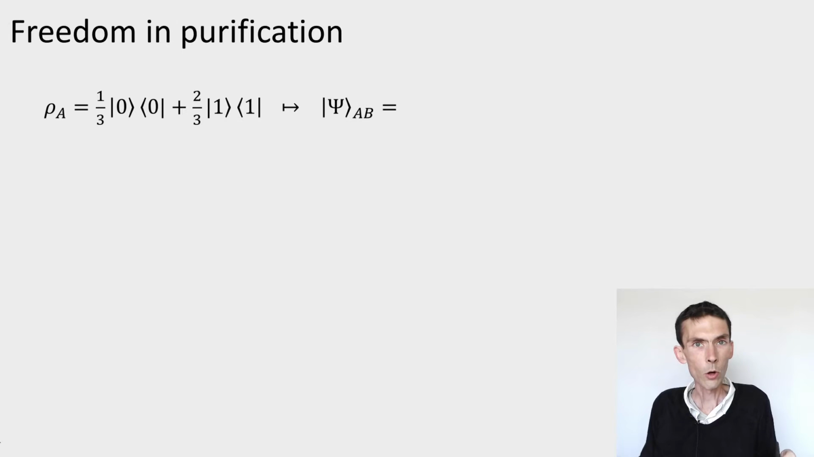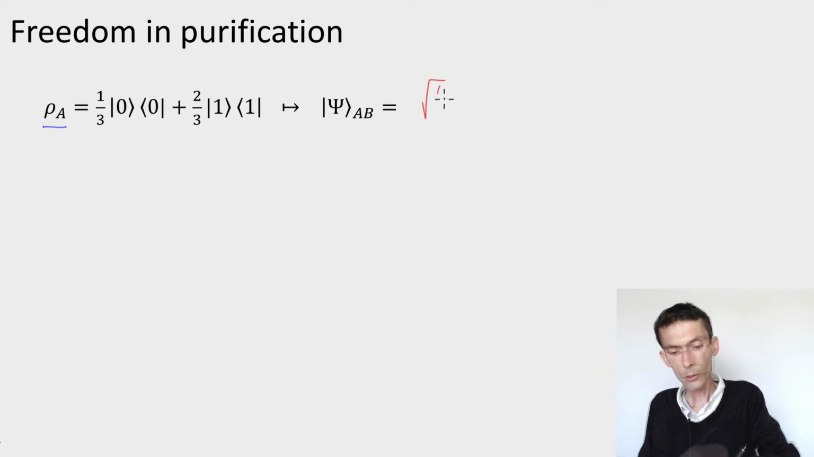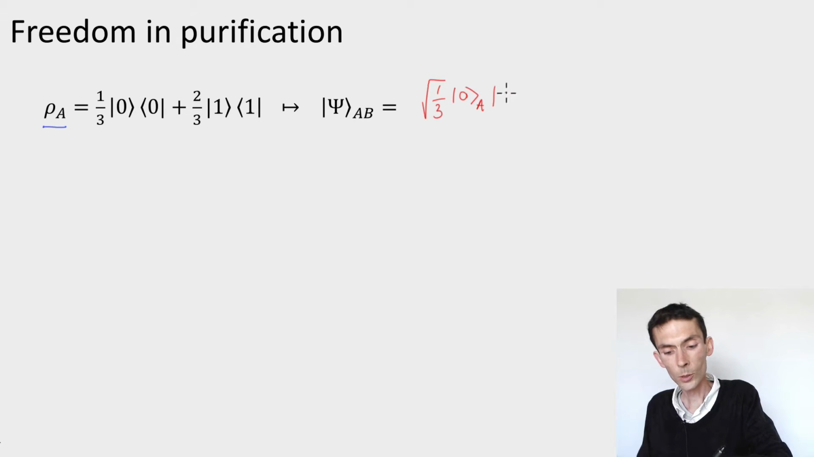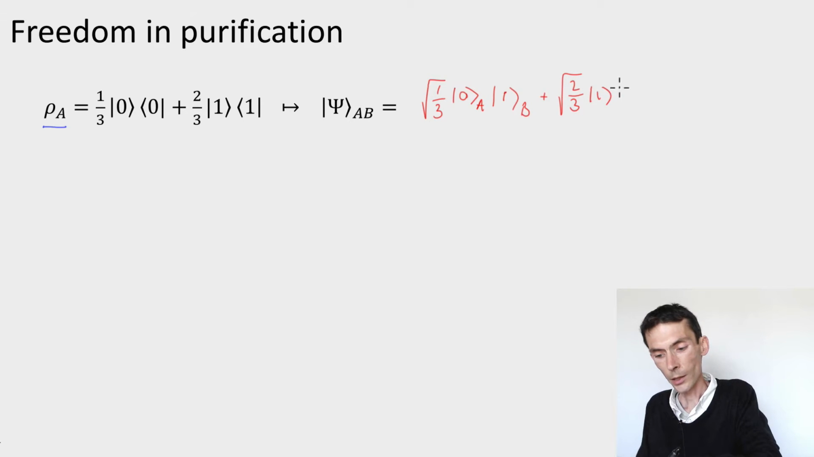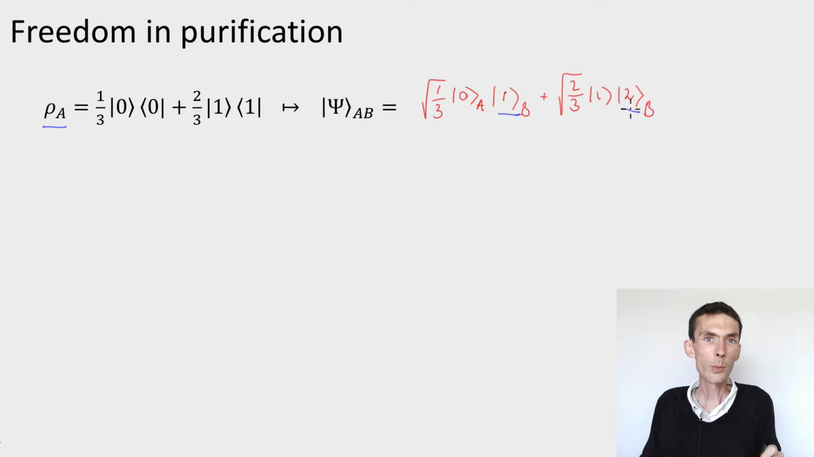So let's see how it goes. Let's first start by reviewing what we saw about purifications. So starting from a density matrix ρA, I can purify it in the following form, and one possible purification for this matrix would be root 1/3, 0 on the A system, and then I could put an arbitrary label for the B system. Let's put a 1 here for B, plus root 2/3, 1, and then let's have a 2 for B. So this 1 and 2 that I introduced here, this is an arbitrary basis for an arbitrary system B that I'm creating in order to define the purification.